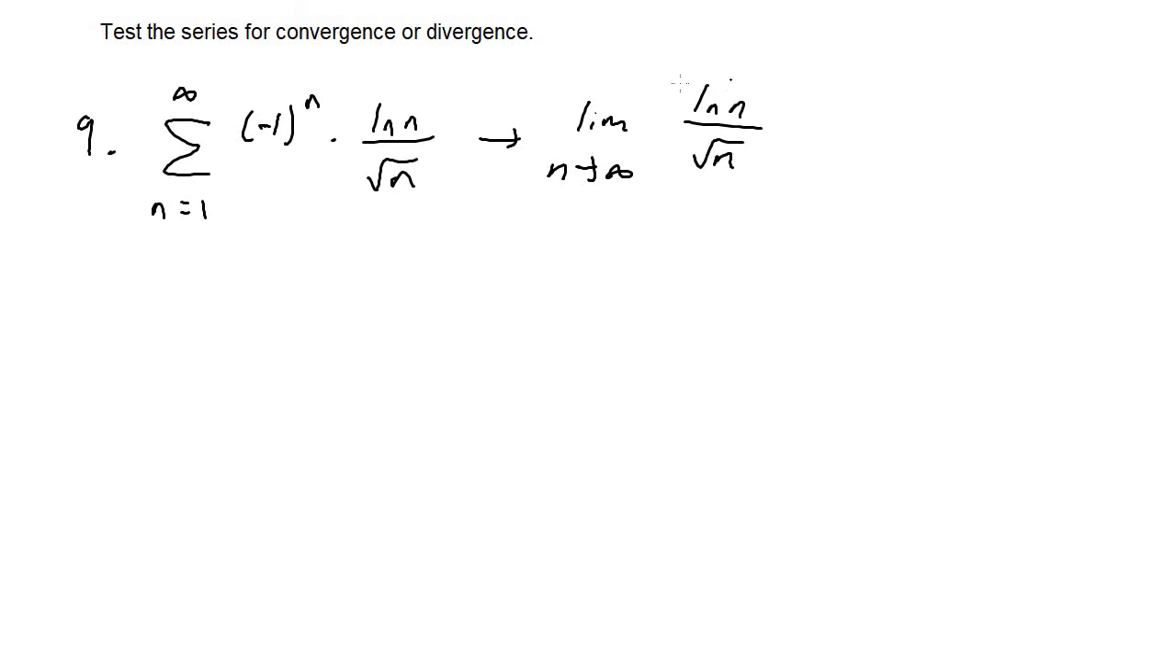Now, in this case, we need to figure out which one is a faster growing function, ln n or the square root of n. If you use your graphing calculator and actually graph it, the square root of n is a faster growing function than the natural log of n, which tells us that this fraction is bottom heavy. Because it's bottom heavy, the limit as n goes to infinity is going to equal 0. Obviously 0 does equal 0, so this series will converge by the alternating series test.